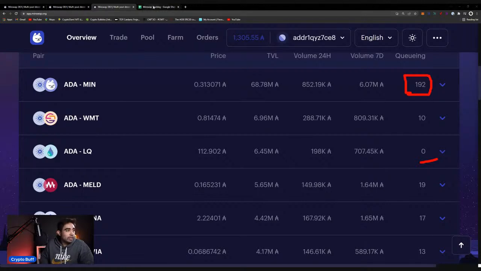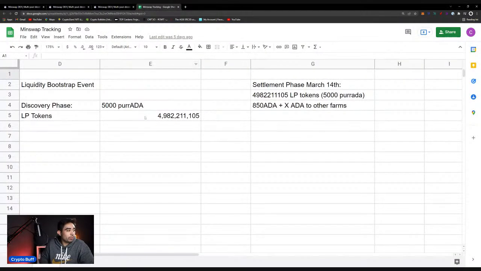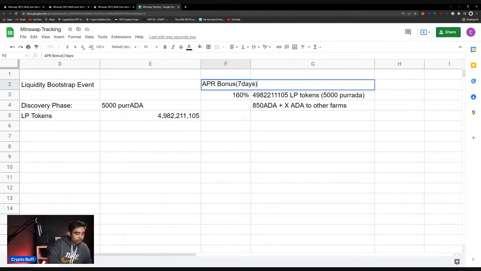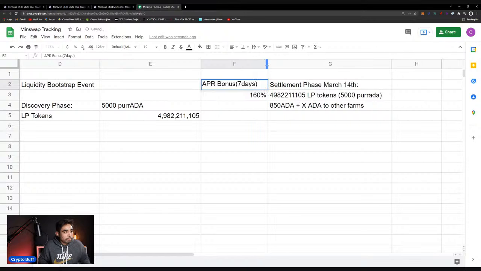What I wanted to show you guys is just to go over my total plan for the liquidity bootstrap, in this case, yield farming and taking advantage of the whole APR. So I didn't add this in yet, which I have to right now. The APR bonus is 160% for me. And this is going to be for the first 7 days that I'm getting a bonus.